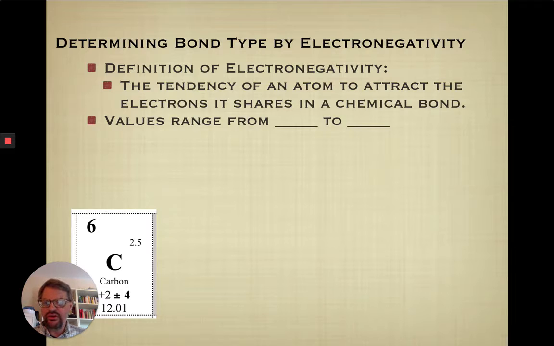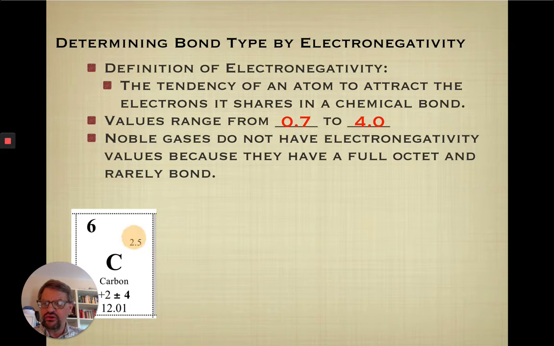The value of electronegativity ranges from 0.7 to 4. So these little numbers here, the lowest you'll see is 0.7 and the highest is 4. Noble gases do not have electronegativity values because they already have a full octet of electrons. They have a full valence energy level, and they usually don't bond for that reason.